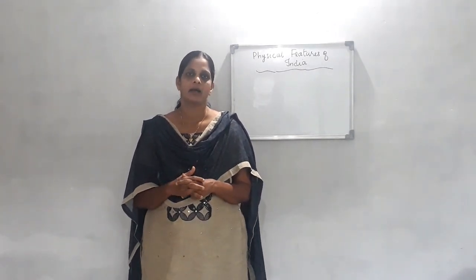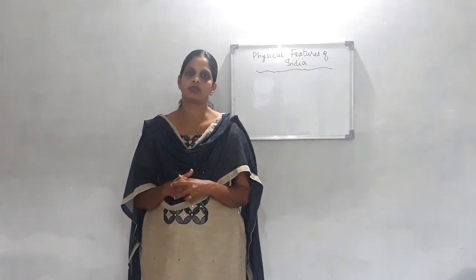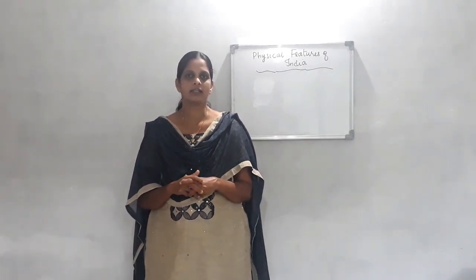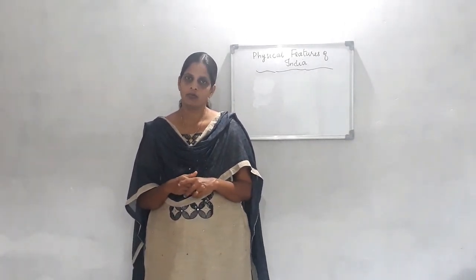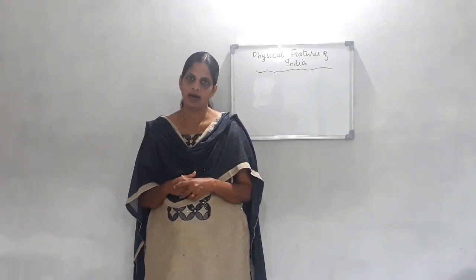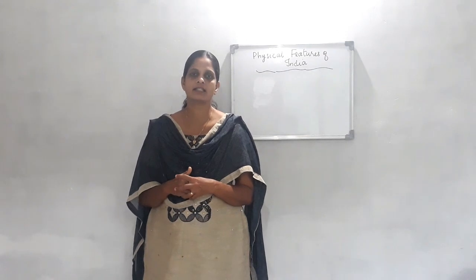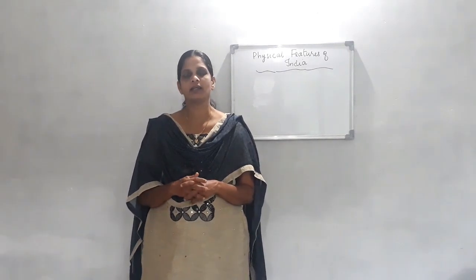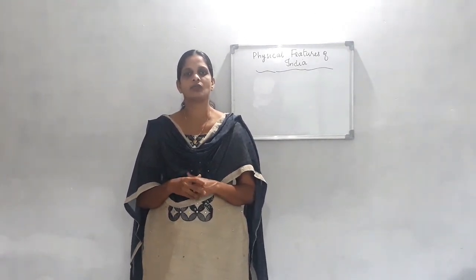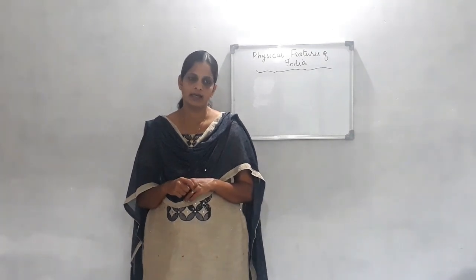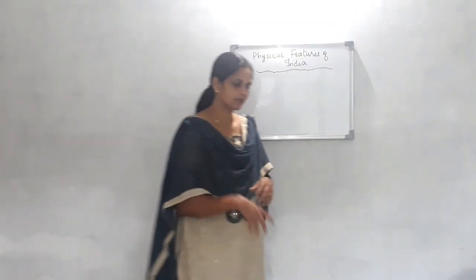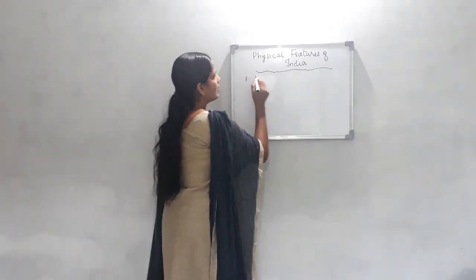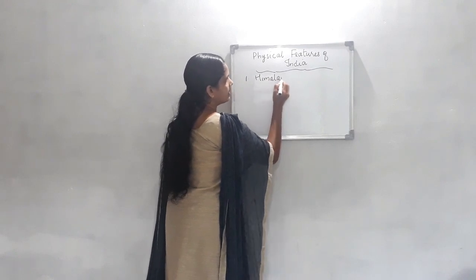They are: first, Himalayan mountains, or the Great Mountains of the North. Second, northern plain. Third, peninsular plateau. Fourth, Indian deserts. Fifth, coastal lines. And sixth, island groups. That means Indian topography can be divided into six different types. The first one is the Great Mountains of the North, the Himalayan mountains.